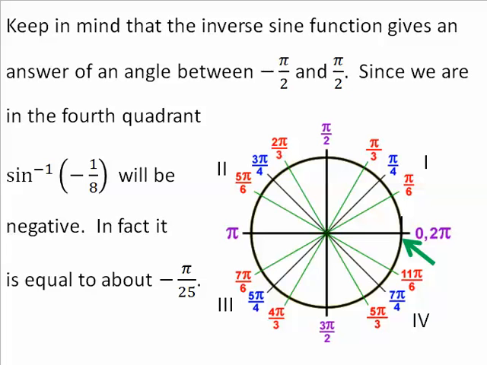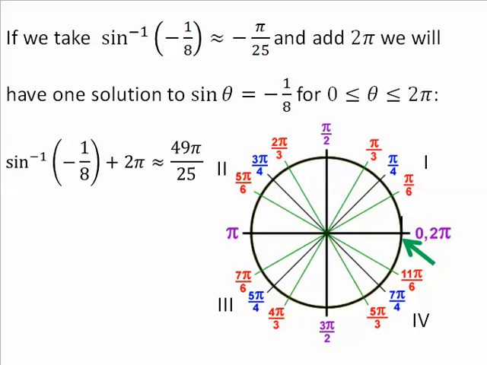Alright, in fact, it's equal to about -pi/25. Now this is just by definition. When you say inverse sine, your answer has to be between -pi/2 and pi/2. And our angle has a sign that's negative, so it has to be in the 4th quadrant, given as a negative angle. So if we take our angle and add 2 pi, we will get one solution that is positive, and we need our solution to be positive because theta is between 0 and 2 pi.